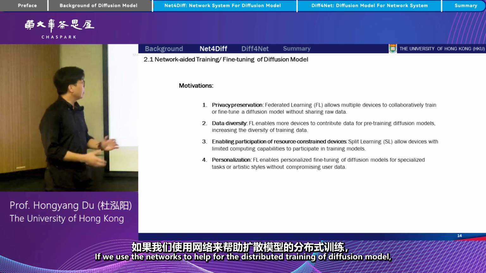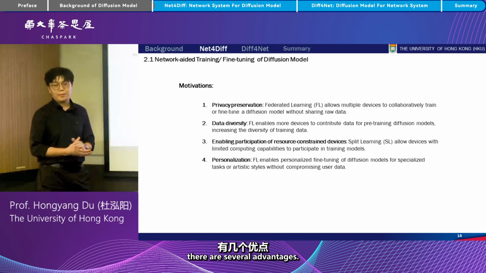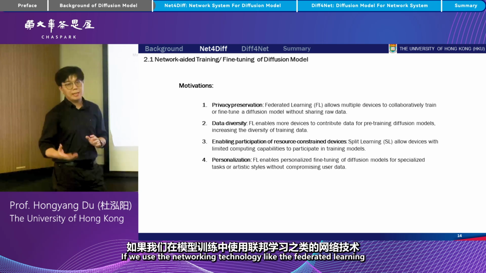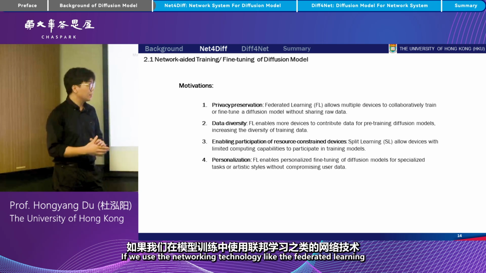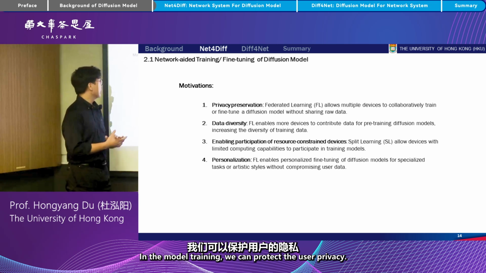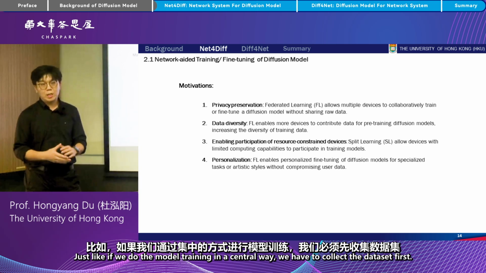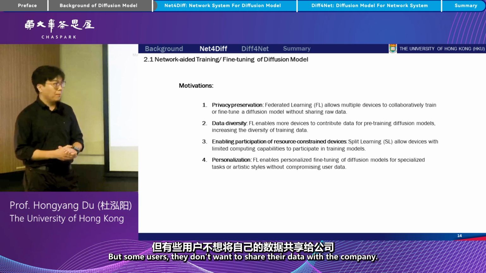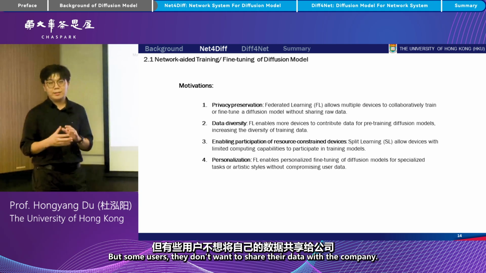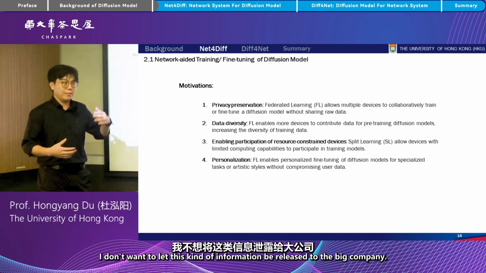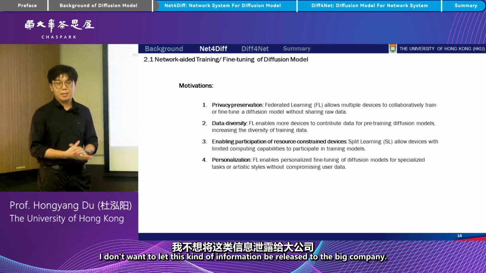If we use networks to help with the distributed training of diffusion models, there are several advantages. The first one is about user privacy. If we use networking technology like federated learning in model training, we can protect user privacy. Because if we do the model training in a central way, we have to collect the dataset first. But some users don't want to share their data with the company. For example, if I have a hospital, there is a lot of data related to patients. I don't want this kind of information to be released to a big company.